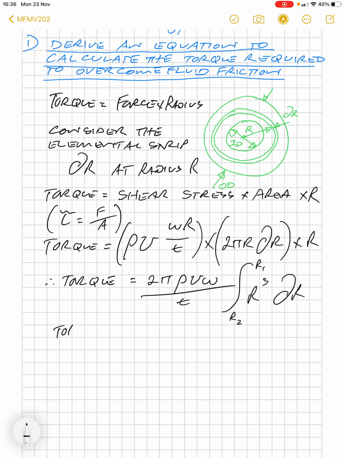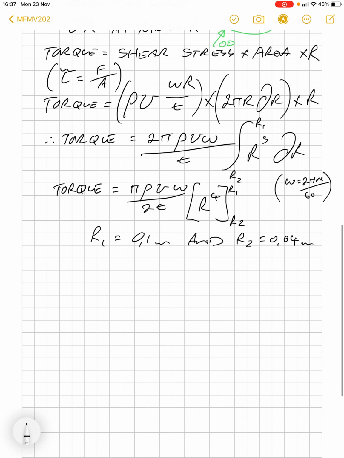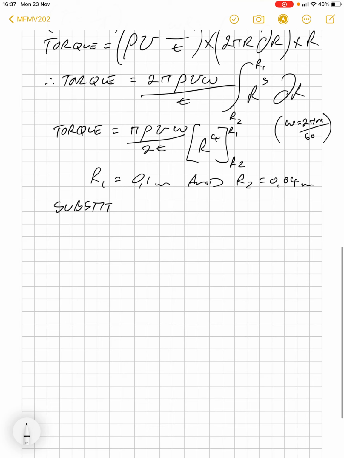So our torque is equal to pi rho nu omega over 2t after integrating, and now we have r to the 4 and the limit r1 and r2. We know that omega is 2 pi n over 60. We also know that R1 is equal to 0.1 meters and R2 is equal to 0.04 meters. That's given to us. So we substitute into our torque formula.